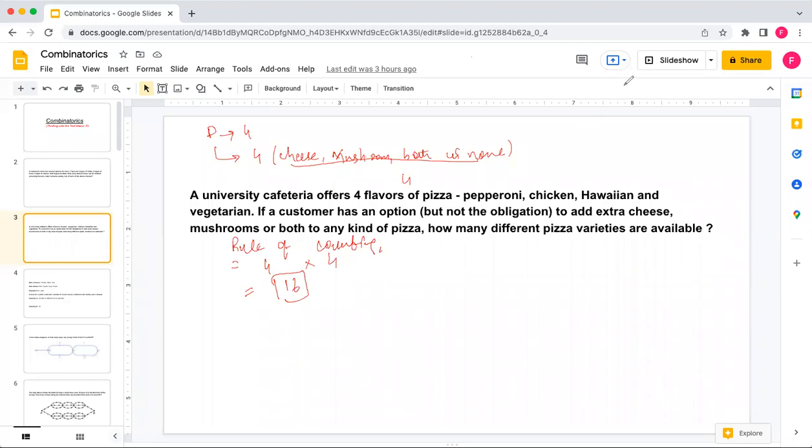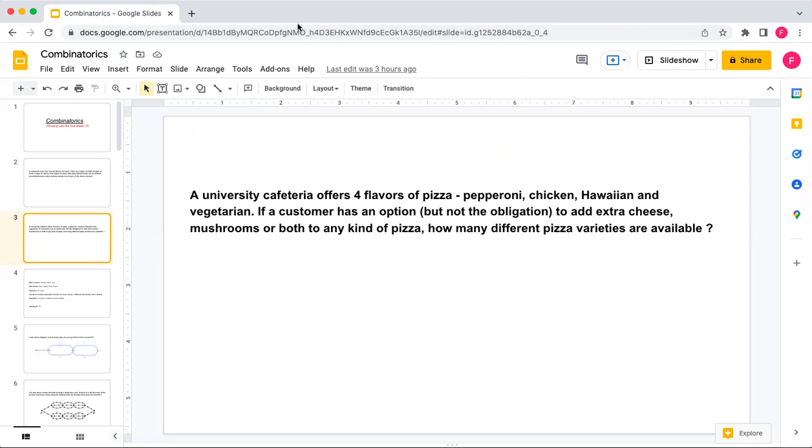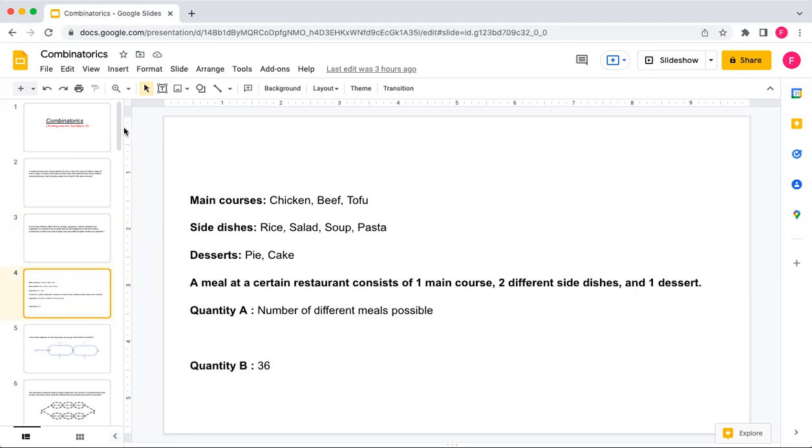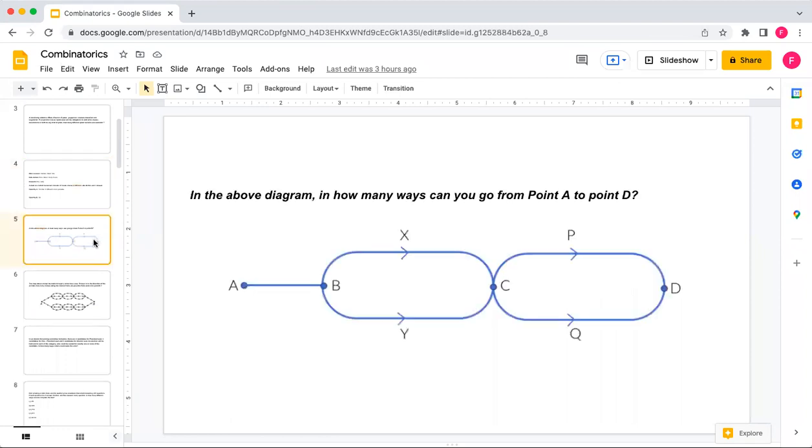Shall I move forward? Yes. Now we can solve this. There is no issue in this.